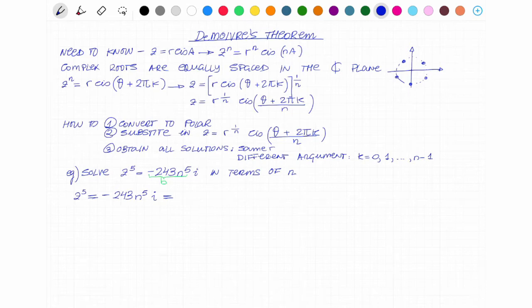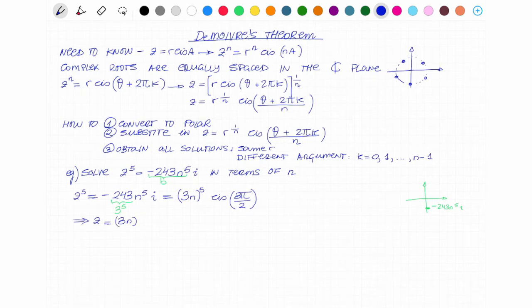We're not going to go into the how-to, we've got a video for that, but if I do that, this 243 is 3 to the power of 5, by the way, so that could give me a modulus of 3n to the power of 5 and an argument of 3 pi halves. And for that, if it's a case like this, you know that it's actually purely imaginary, so you can convert very straightforwardly. Now, once I've got that, I can get z, because z is going to be now 3n to the power of 5 cis of 3 pi halves, all of that to the power of 1/5.